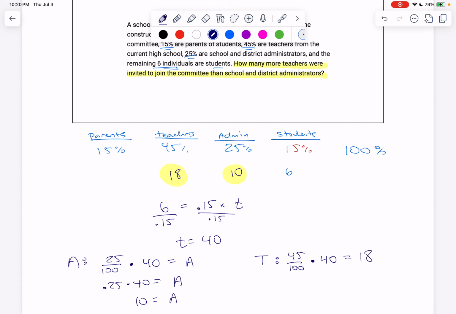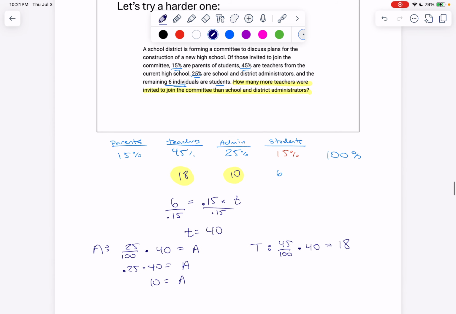Now it's going to be very tempting because this is a student-produced response, one that you have to type in yourself, to put down 18 or 8 or 10. But remember, we're looking for how many more teachers than administrators are there. So we'll take these numbers, subtract them, and we'll get our answer, 18 minus 10, which is 8. There we go.